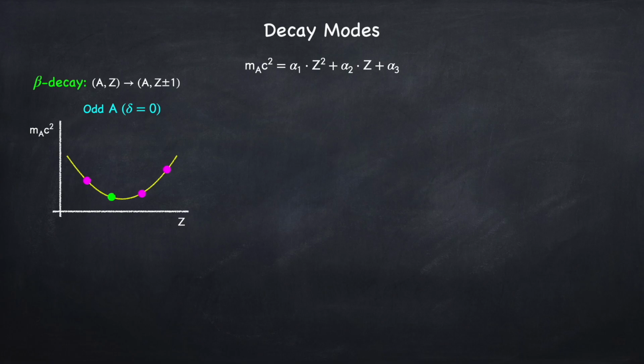So, as we showed, we have a parabola, and the stable nucleus, which will be the green one, will be the closest one to this value of Z star. The pink nuclei are unstable. They want to convert into the green nucleus. So how do they do that?